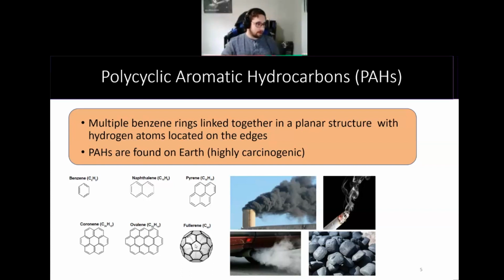PAHs can also be found on Earth. They're highly carcinogenic. They're a family of molecules that exist in many different sooty products, such as soot from factory plumes, cigarette smoke, auto exhaust, and charcoal, among other things. So they're very common on Earth as well as in the interstellar medium.